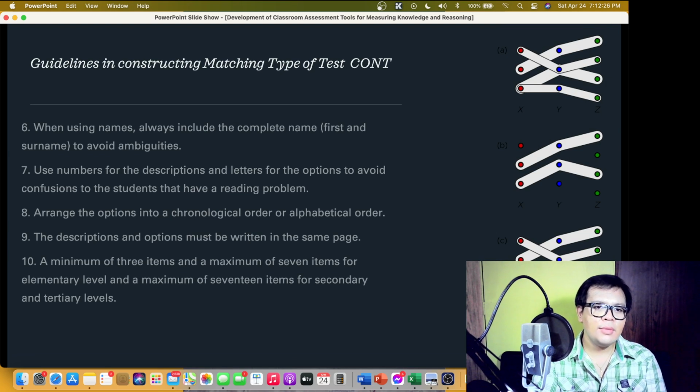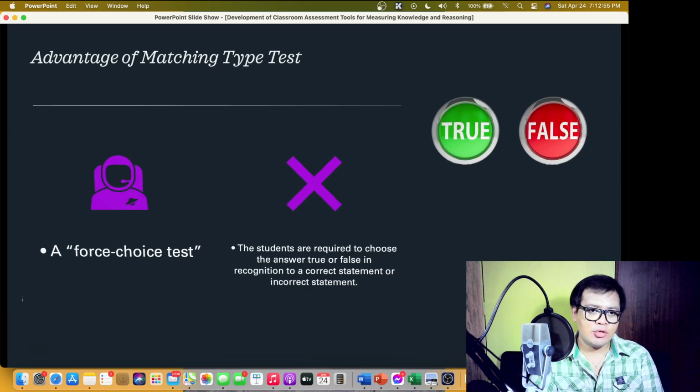Add-on: when using names, always include a complete name to avoid ambiguities. Use numbers for the descriptions and letters for the options to avoid confusion for students who have reading problems. You also need to arrange the options in chronological or alphabetical order. The descriptions and options must be written on the same page, with a minimum of 3 items and a maximum of 7 items for elementary level, and a maximum of 17 items for secondary and tertiary level.